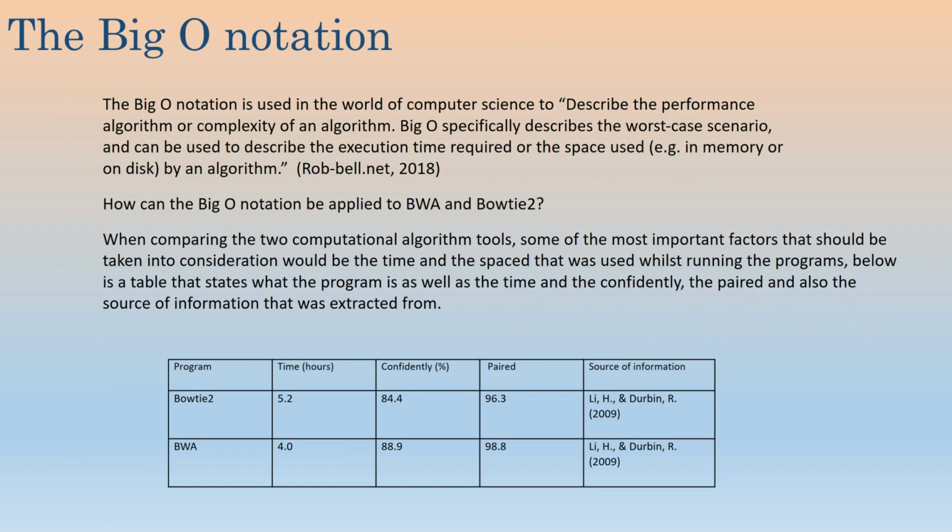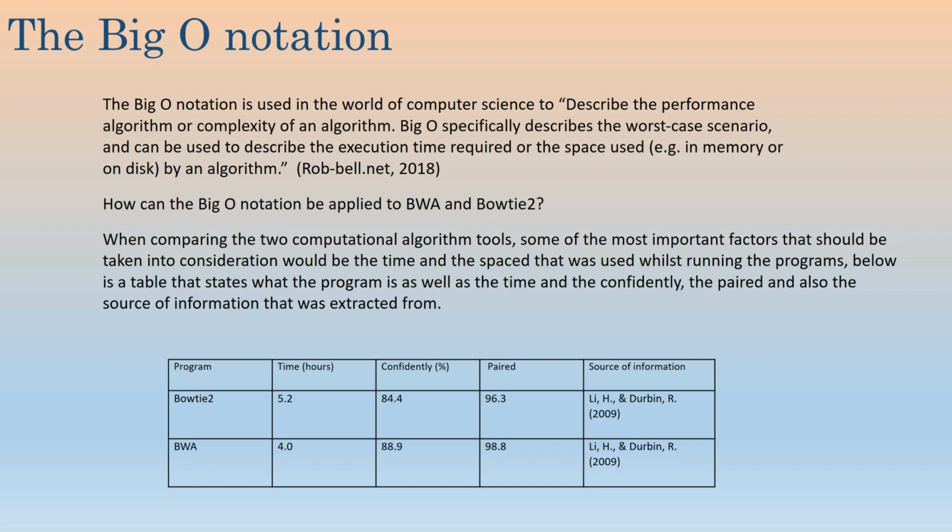The big O notation. The big O notation is used in the world of computer science to describe the performance or the complexity of an algorithm. The big O specifically describes the worst case scenario that can be used to describe the execution time required or the space used. So how can the big O notation be applied to BWA and Bowtie2?